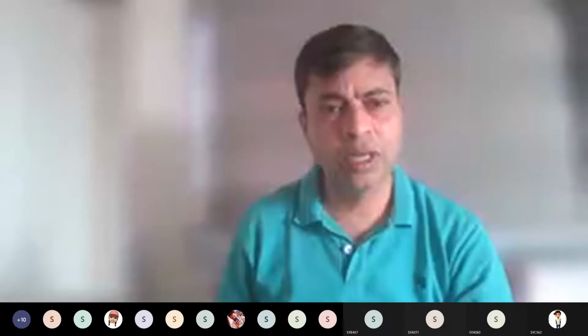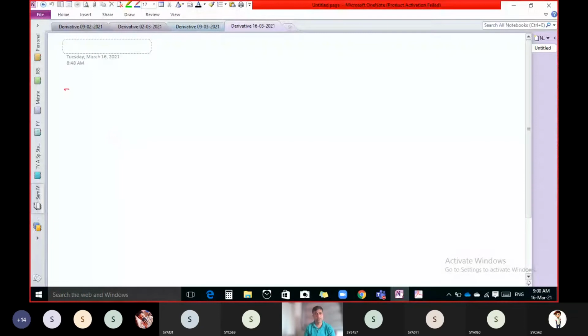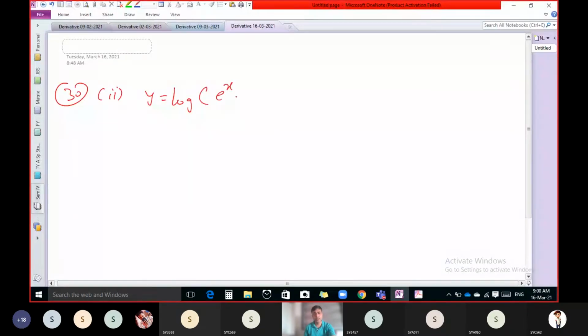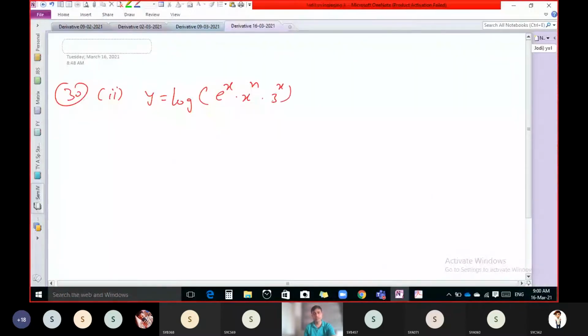Question number 30. Let us do first of all question number 2. Differentiate with respect to x. y equals log of (e raised to x into x raised to n into 3 raised to x). Whenever there is a question of logarithm, first of all you have to use the rules of logarithm and simplify.